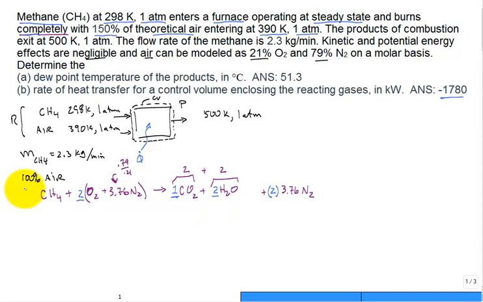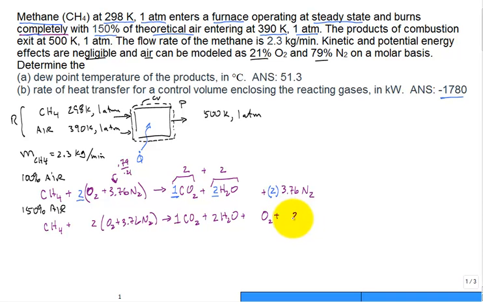Now that's the balanced reaction equation with 100% air. Let's now modify it. We'll write a brand new equation for 150% air. Don't change the coefficient in front of the fuel. We leave that as 1, stoichiometric coefficient, CH4. And we're still going to have 2 O2 plus 3.76 N2. We're not changing the amount of carbon, hence we're stuck with 1 CO2 in the products. We don't change the number of hydrogen, so we still have 2 H2O, but we have some unused oxygen as well as some nitrogen like this.